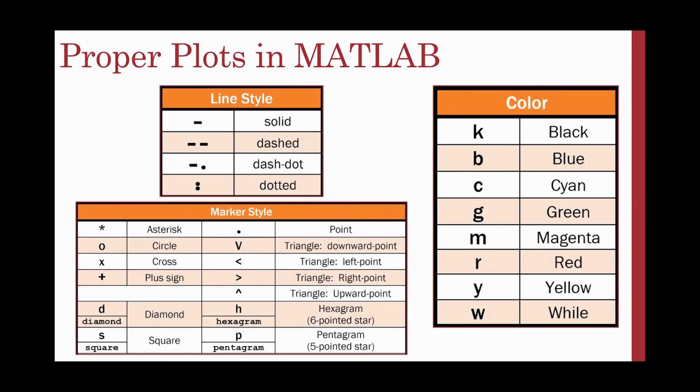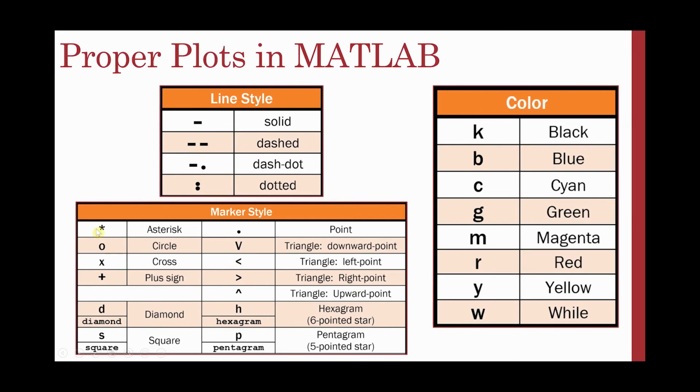So what are some special symbols and types in MATLAB to use in our plot? If we want a solid line, you put in a single dash. If we want a dashed line, you put in two dashes. If you want dash-dot, you put in a dash and then a dot. If you want dotted, you use a colon. If we want to change the colors, k is black, b is blue, c is cyan, g is green, m is magenta, r is red, y is yellow, and w is white.